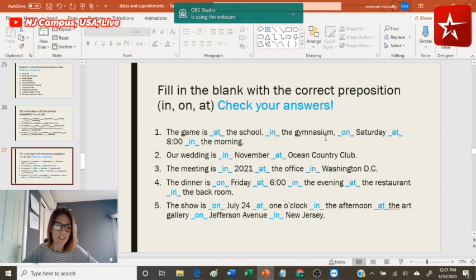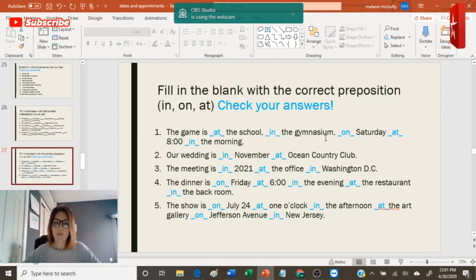If you have any questions about the prepositions, you can ask me now. I think the biggest confusion was about the days and the dates compared with a month.